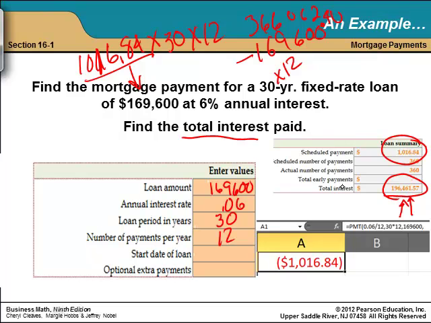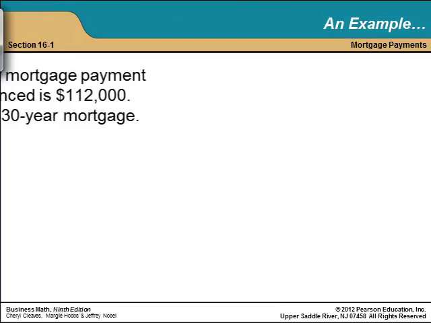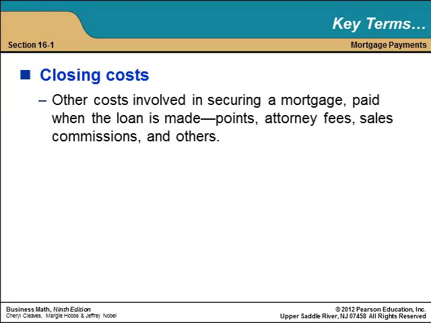And you'll see that if you're in the amortization schedule, scroll way down to the bottom, and you will see that that amount is a little bit less for the last payment.